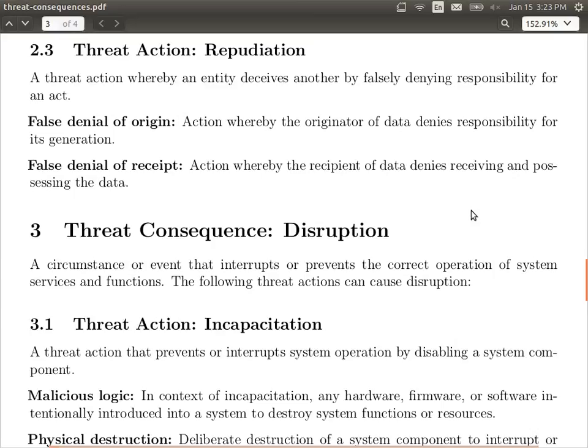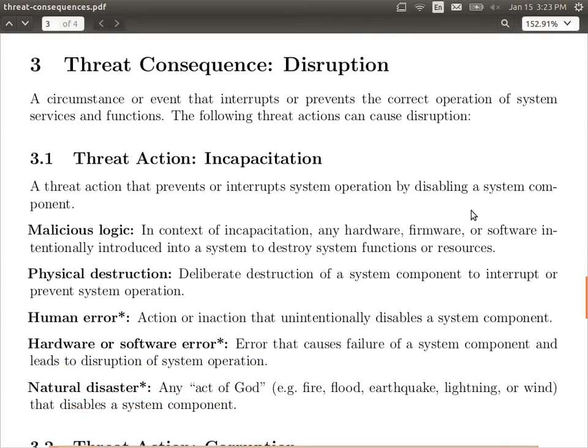So that's an attack on a computer system, or a potential attack. Or denying that you received it, like the financial transaction. Together they're called repudiation. Disruption is disrupting the computer system, making it not operate as we expect.